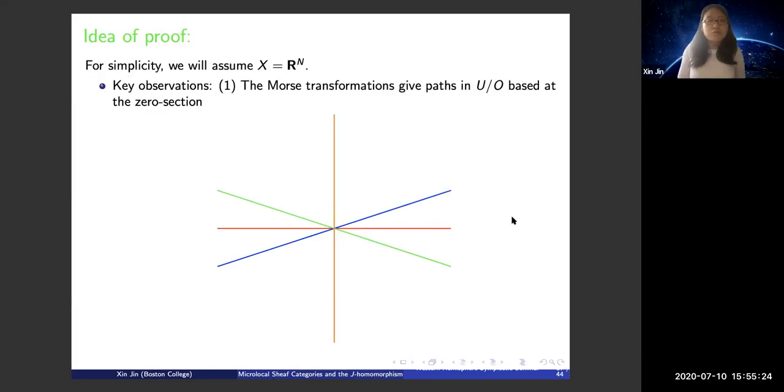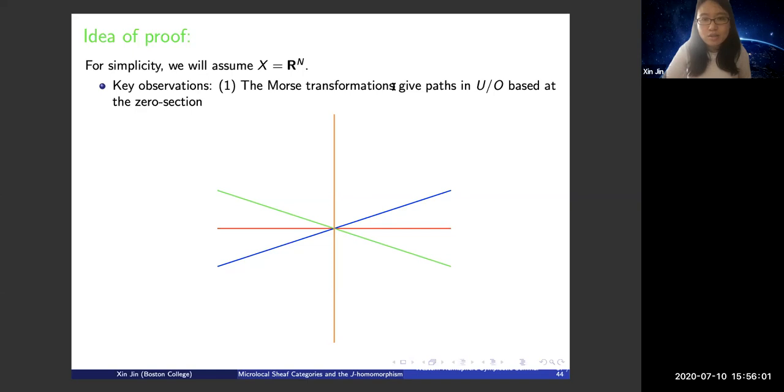And the idea of a proof, so for simplicity, let's just assume X is Rn. And then the first key observation is a connection between Morse transformations. As we have seen in the previous slide, these are the generic contact transformations. So this gives paths in U mod O based at the zero section. Here I will illustrate with some pictures.